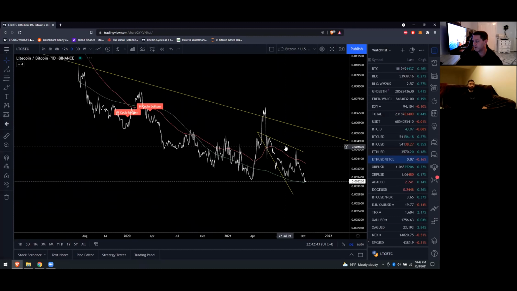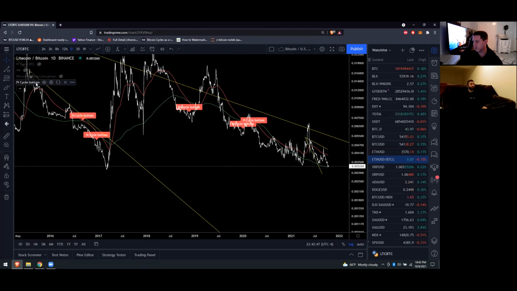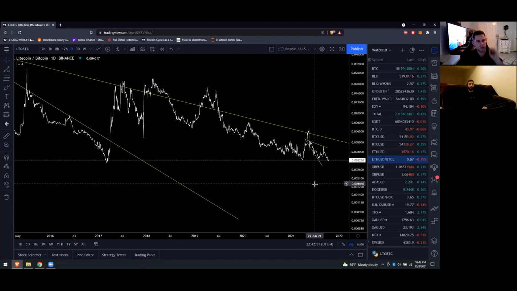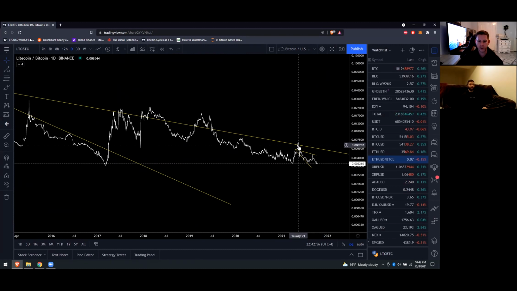But you've got Ethereum, Cardano, Litecoin. They all look like they want to break out. And even I was looking at Stellar the other day. It's setting up to break out. Yeah. So Litecoin's right in the very bottom here, and it's getting really constricted right here. So it either needs to break down or bounce.